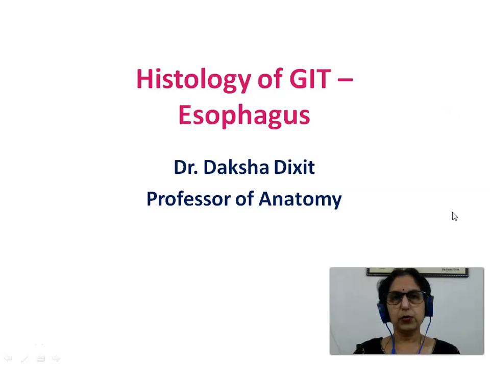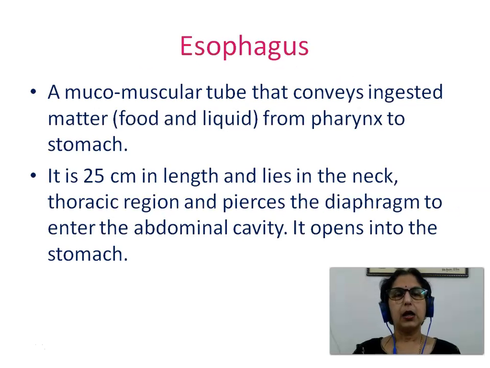Hello students, today we will be seeing the histology of esophagus. Esophagus is a mucomuscular tube that conveys ingested matter, which may be food as well as liquids, from pharynx to stomach. It is 25 centimeters in length and lies in the neck, thoracic region, and then pierces the diaphragm to enter the abdominal cavity. And it finally opens into the stomach.